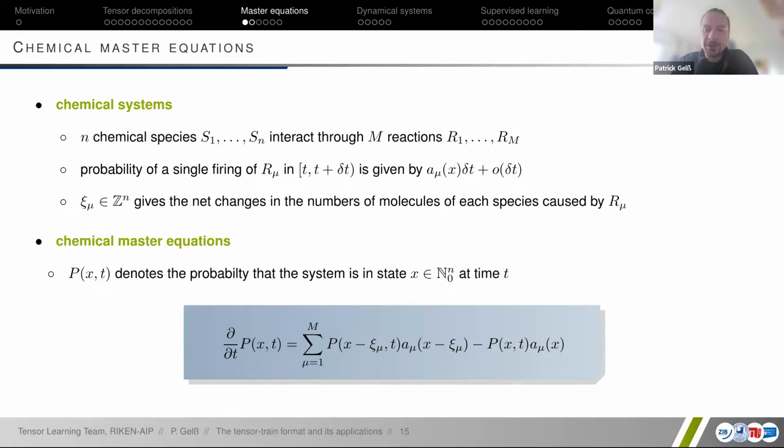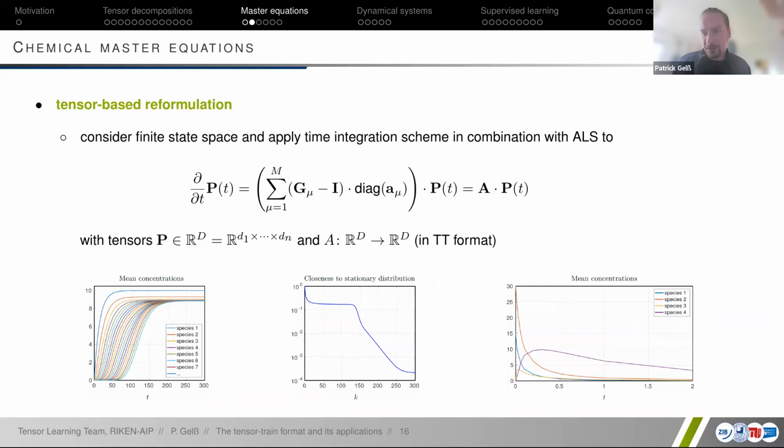And then we can write this down in the form of a Markovian master equation. In this case, it's called the chemical master equation, which describes the probability distribution of our system being in different states at different times. This is quite standard, but what we can now do is take this and rewrite it in a tensor-based format. So actually we can use the tensor train format directly for this and have then a linear ODE in TT format for our probability distribution, which we can then solve by applying different time integration schemes like implicit Euler or Crank-Nicolson or something like this. What we computed in these cases, for example, is the mean concentrations of our molecules in our systems, or how close we are to the stationary probability distribution. Or here again, we have mean concentration. So this was the very first application of these tensor trains for me and for my colleagues.